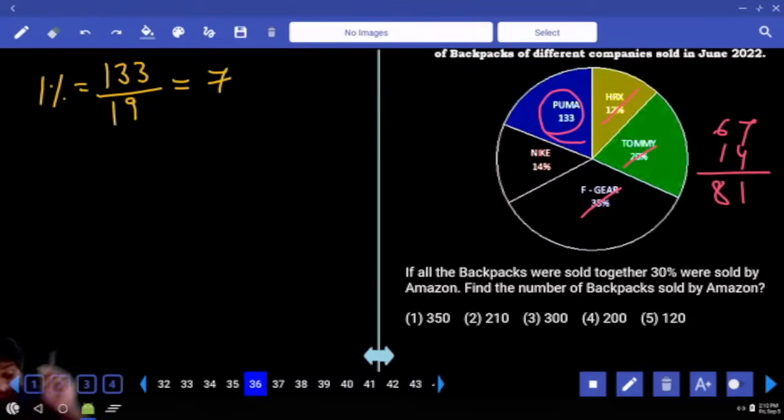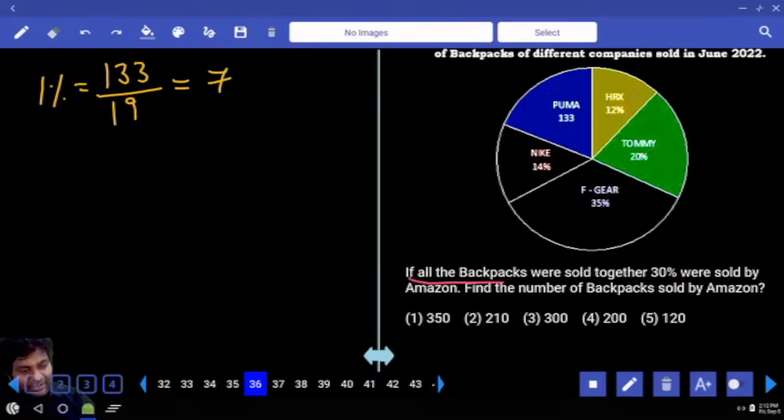Then total value 700. If all the backpacks were sold together, 30% were sold by Amazon. Find the number of backpacks sold by Amazon. Total are 100% only. 30% were sold by Amazon, where 1% value is 7, so 30 into 7, 210.